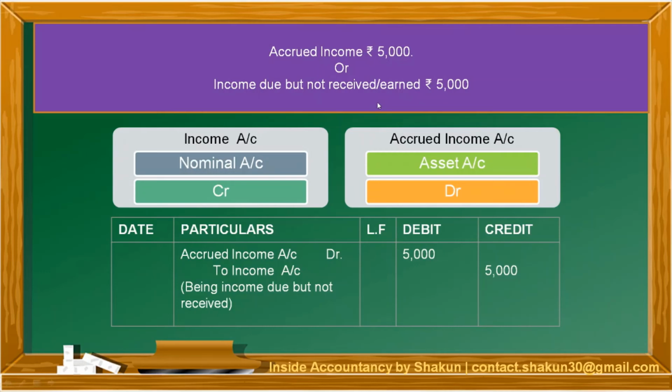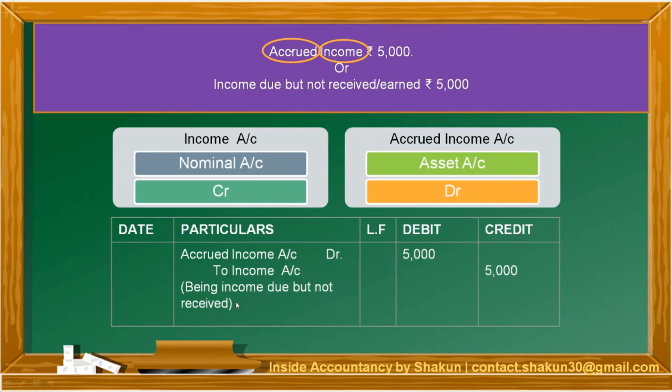Moving on. Accrued income or income due but not received or earned. Now again, the accounts to be identified are accrued income and income. Now accrued income means the income which relates to the current year but has not been received. Since we have not received this income, it is an asset because we have to receive the benefit out of it. Therefore, being an asset, it is debited. And on the other hand, income being a nominal account, since it relates to the current year, it is credited. So accrued income account DR to income will be our journal entry.